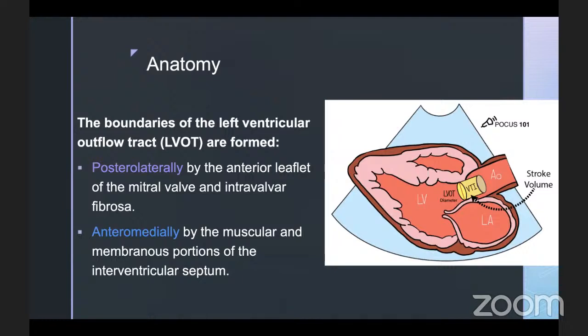The boundaries of the left ventricular outflow tract are formed posterolaterally by the anterior leaflet of the mitral valve and the intervalvular fibrosa, this section, and anteromedially by the muscular and membranous portion of the interventricular septum, here.